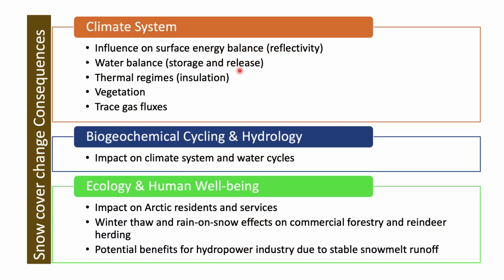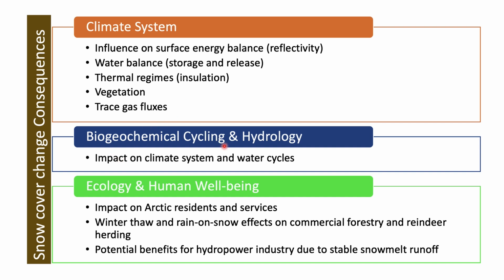When the temperature increases, more ice is getting melted. So that means the input of water increases. In other words, the water balance keeps changing. And also thermal regimes, that is insulation, changes quite a bit. And vegetation also is getting affected, and also trace gas fluxes are also changing. So these are all the climate effects that are happening due to change in the cryosphere.